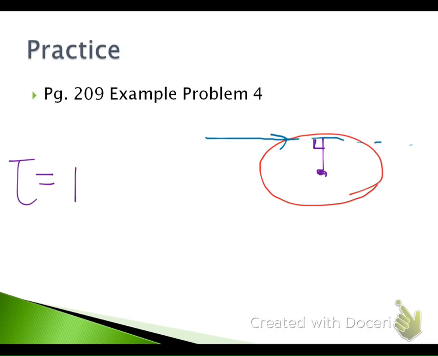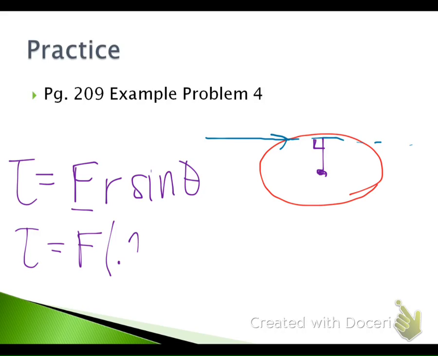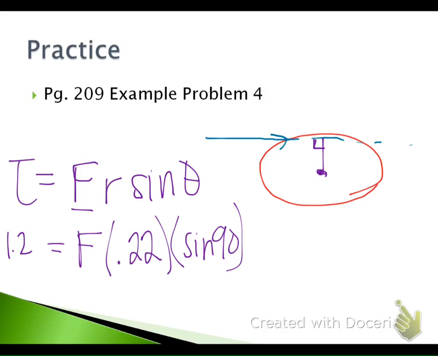So we have our torque. We're going to use Fr sine theta and solve for our force. So torque equals F times our radius, which we know to be 0.22, sine of 90 degrees, which is 1, and our torque value we solved for last time is 1.23. What'd you get for your force? 5.45. And what's our units for force? Newtons.